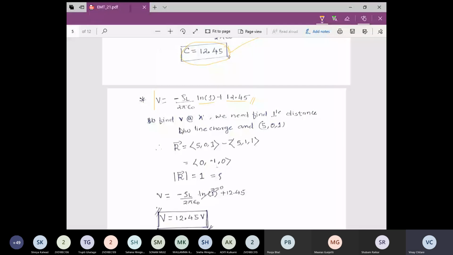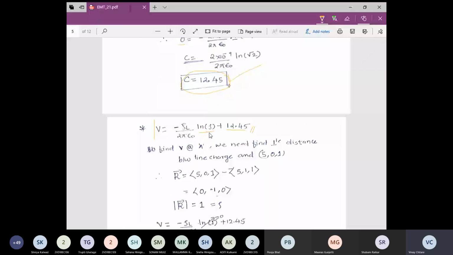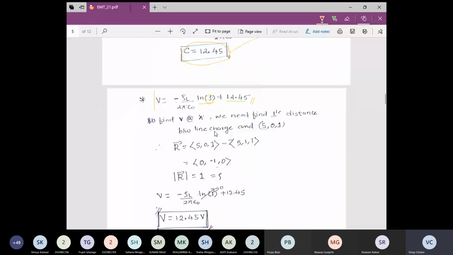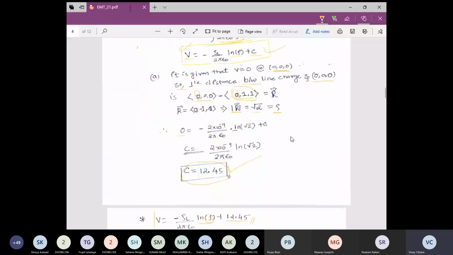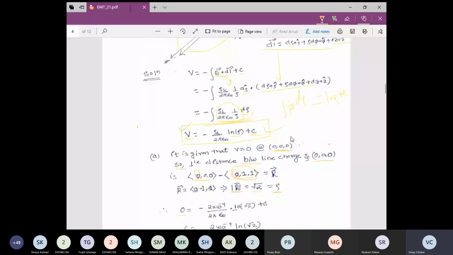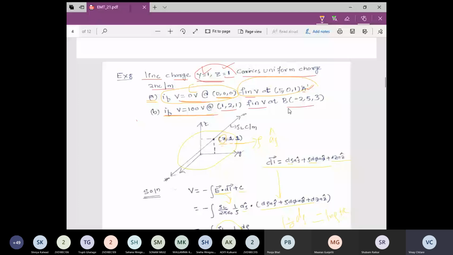Now, to find V at the given point, I again need rho. This rho is the perpendicular distance between the line charge and the given point A. What is point A? A is (5, 0, 1). So again we can find the perpendicular distance.